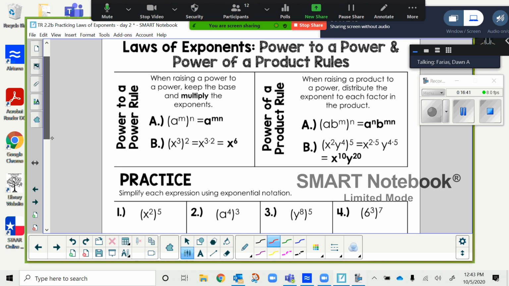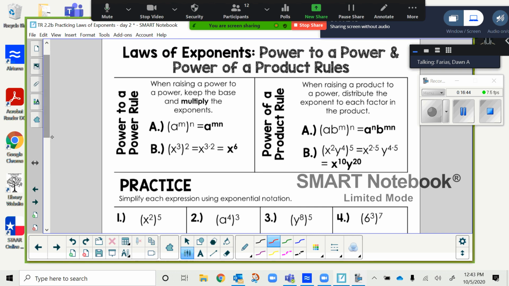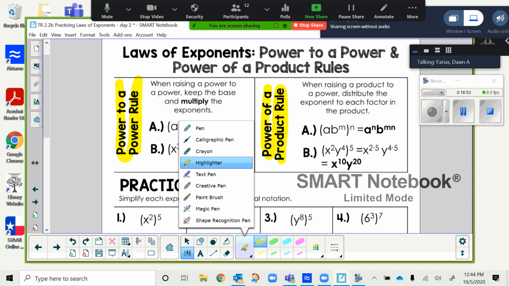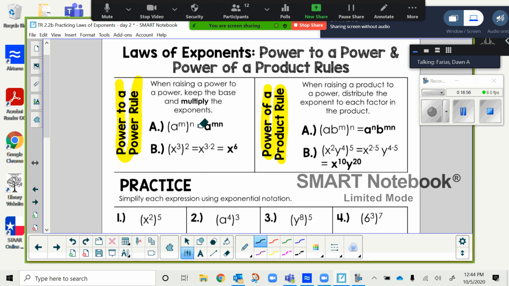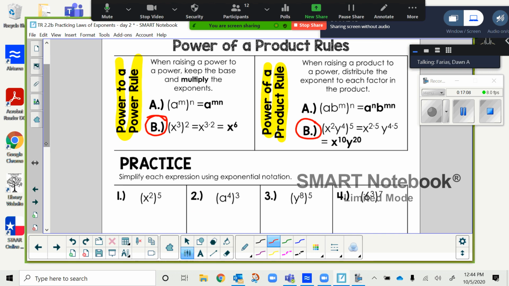Let me just point out a few things. So this is called power to a power. So we have power to a power rule and then power of a product rule. So what's going on here is I'm going to try and simplify this and just bring your attention to this right here, this B and this B. So what these are saying is if you have a base with an exponent, so I have x cubed right here. So I have a base with a power, and that power is being raised to a power. What you do there is just multiply those things together.